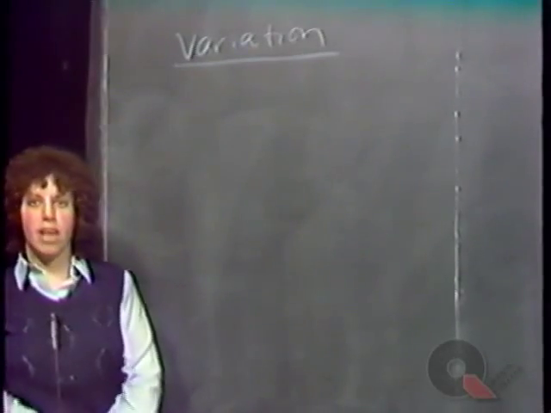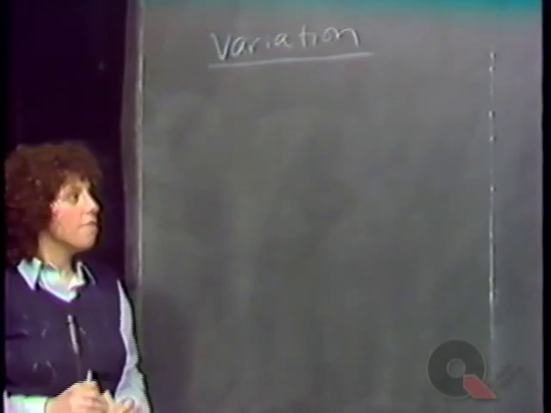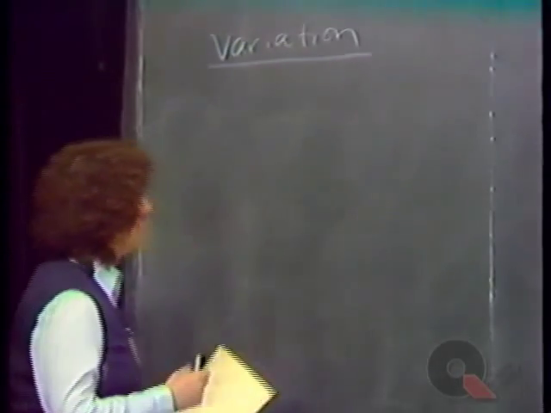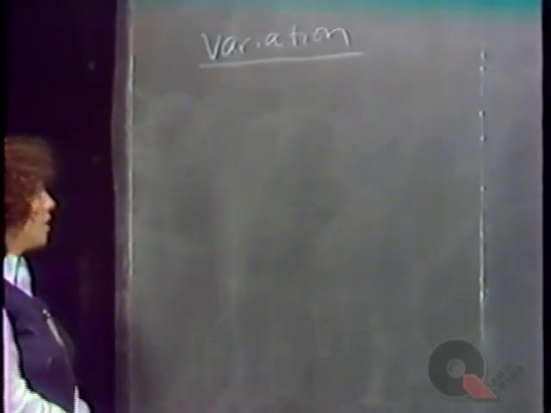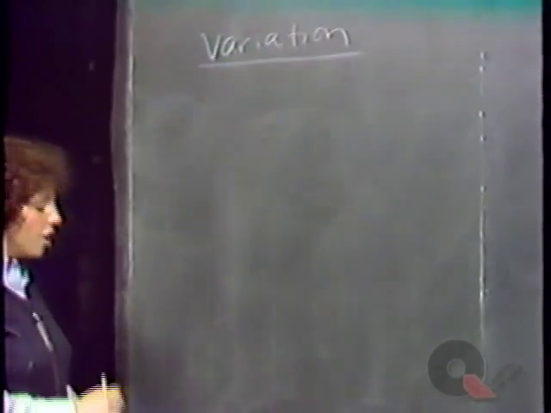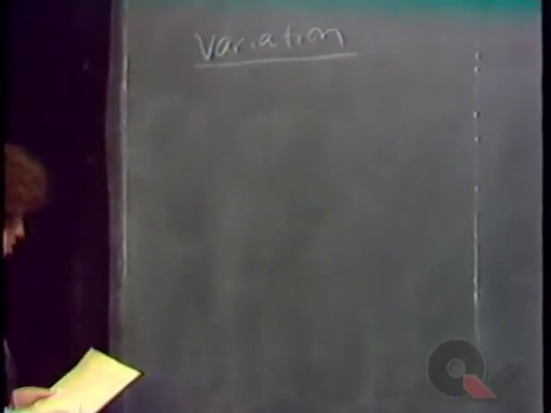In this video, we will study relationships among different variables. Very often, different variables are somehow related. We're going to be studying three types of relationships between variables. We will be studying direct variation, inverse variation, and joint variation.